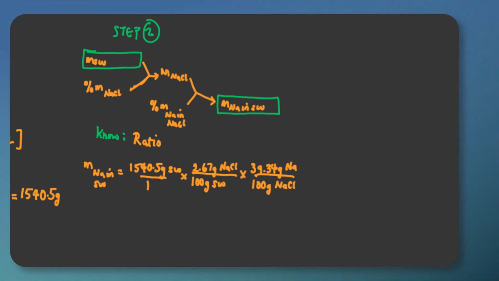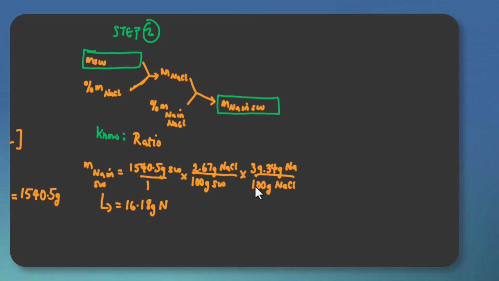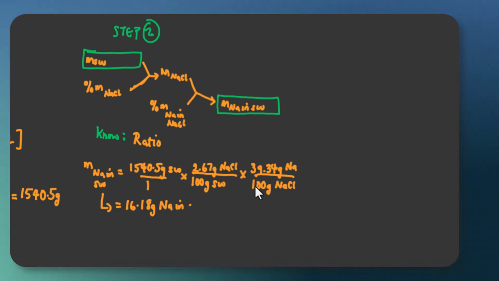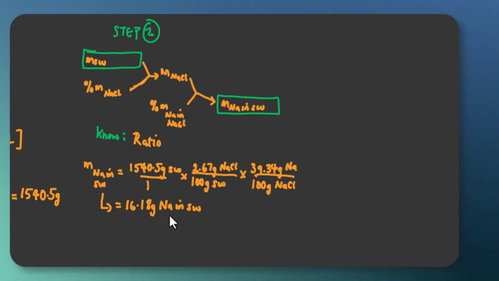And so once we have this, we should be able to determine our value for the mass of sodium in seawater to be 16.18 grams of sodium in seawater. And so this value here is in grams. We're going to make some little tweaks on this to get us to the final answer on our third step.